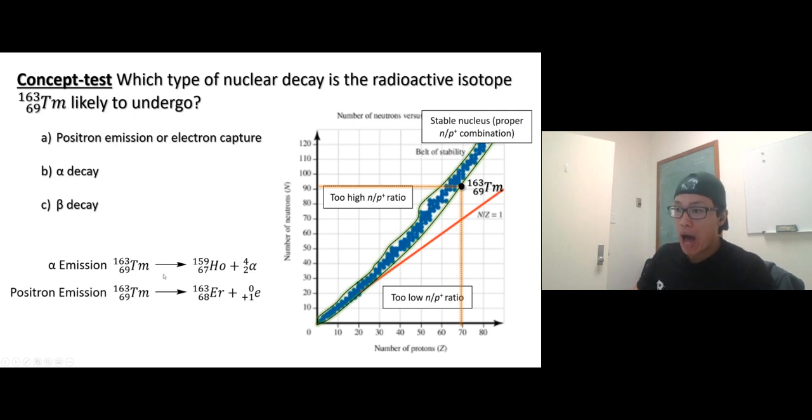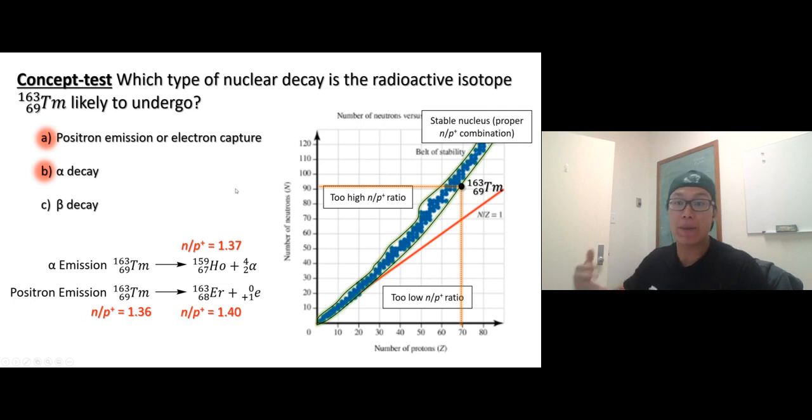Right? If you do alpha emission, thallium is going to go to holmium-159. Positron emission gives thallium to erbium-163, and the neutron per proton ratio goes from 1.36 to 1.37 or 1.40. Okay, so A and B work for thallium. That's how we think about it. Okay, all right, let's move on.